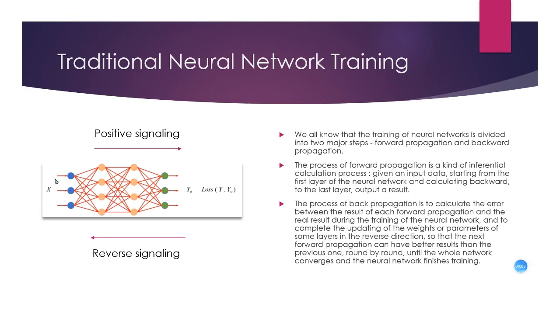Like the left image, we input the X and it is processed by each layer and we get the result Y. This is the forward propagation, and backward propagation calculates the error between the result of each forward propagation and the target, and gets the loss.